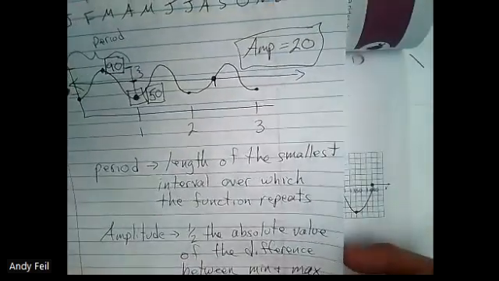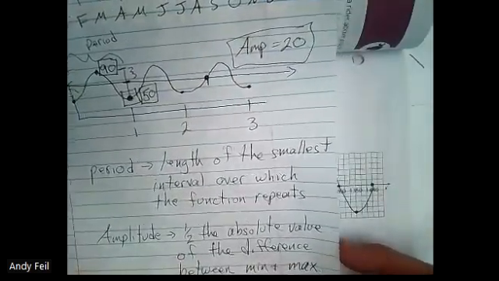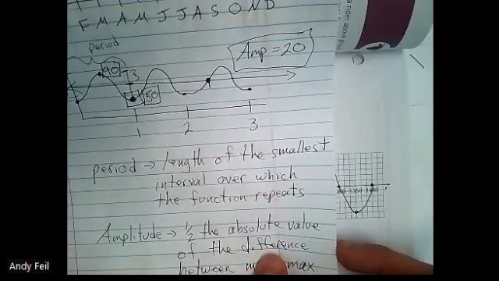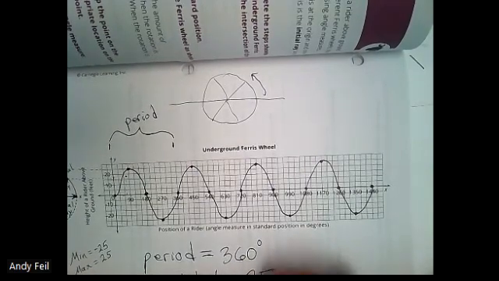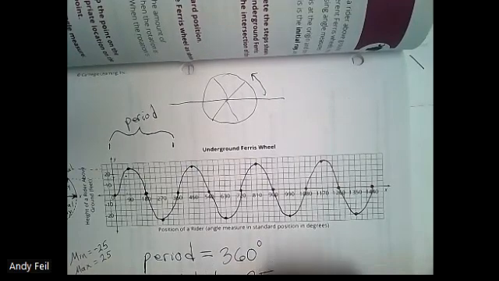Half of the absolute value of the difference. Difference, what does difference mean? Plus or minus? Minus. What is 25 minus negative 25? That's 25 minus 25. What's 25 minus negative 25? 50, right? Because it'd be like plus. So what's half of 50? 25. 25 feet.